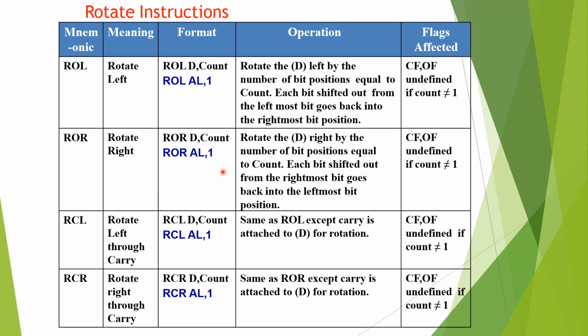In a similar way, if you include the carry and rotate, then it is rotate with carry. If you include the carry flag and then rotate the content, it is called rotate with carry. If it is happening in the left direction, it is called RCL, that is rotate left through carry. And if it happens in the right direction, then it is called RCR, that is rotate right through carry. The same format is applicable for the 4 shift and rotate instructions.